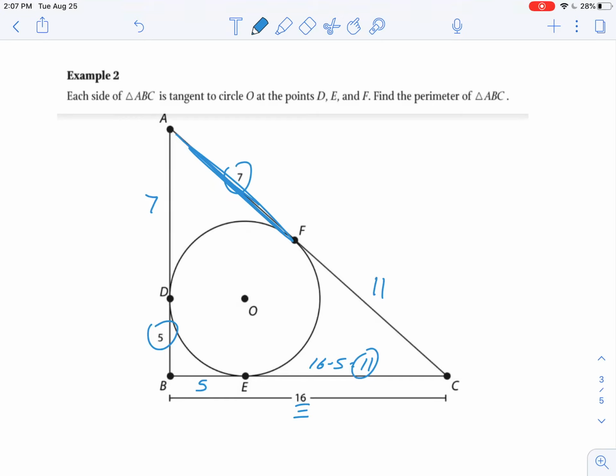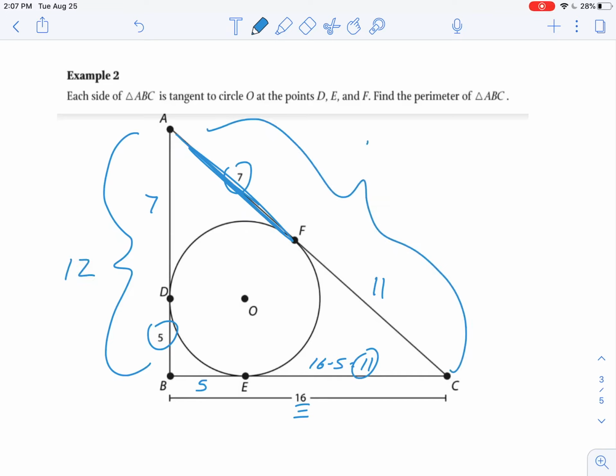So I know my bottom side is 16. I know this side, 7 plus 5 is 12. And I know this side, 7 and 11 is 18. So my perimeter, what do I have here? 12, 18, and 16. 12 and 18 is 30, and 16 is 46. So the perimeter of the triangle is 46.